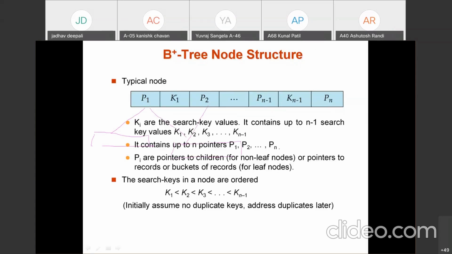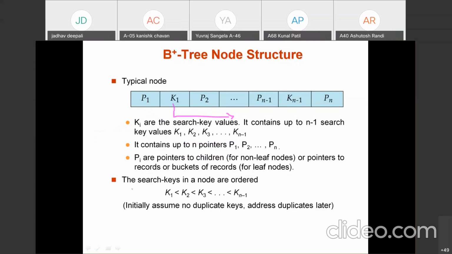But if it is a leaf node, then the pointers point to records or buckets of records with that search key. Here it directly points to the record with that search key value. If it is Einstein, it points to the record with Einstein if it is a leaf node. If it is a non-leaf node, it points to the children. Now how it points and what the values are, that also we are going to see.